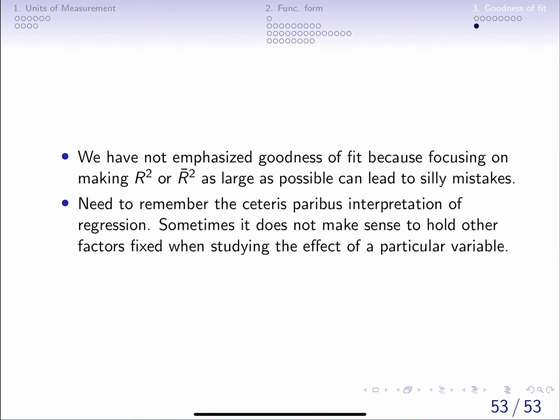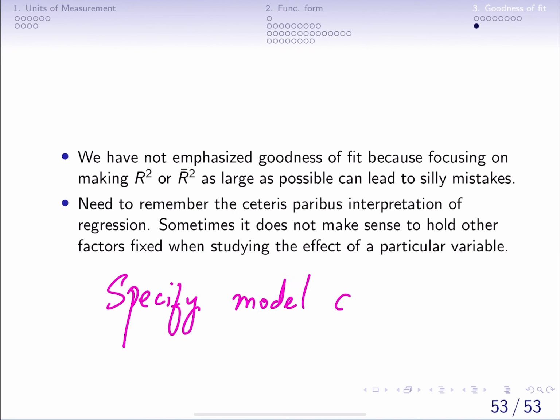Now, we don't generally emphasize goodness of fit measures too much, because if we fixate on r-squared too much, we can lose our focus in trying to specify a model that is correct. The important thing to remember is that you want to specify the model correctly, and that is more important than getting fixated on your r-squared or adjusted r-squared.